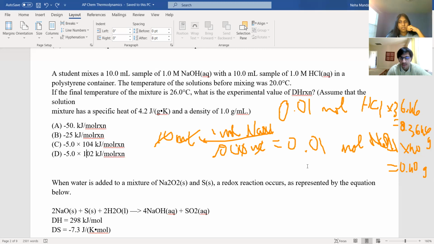Why? Isn't that what the question is asking, the experimental value of delta H? Oh, sorry. Not hydrogen, that's heat. I'm so sorry. It's just weird seeing it like this. Okay. So now you add these two together, I think.